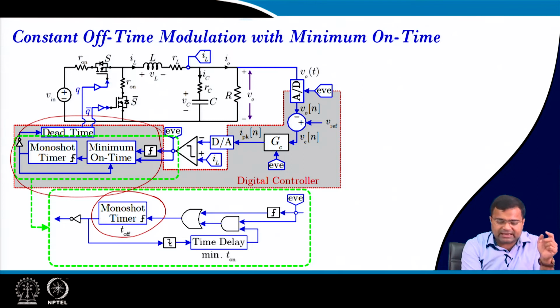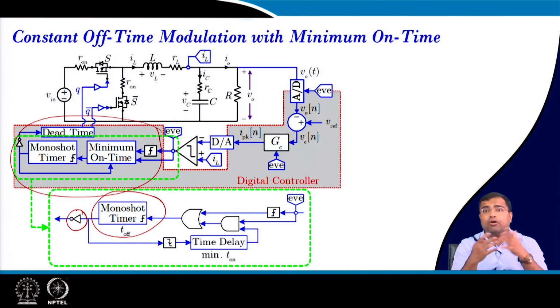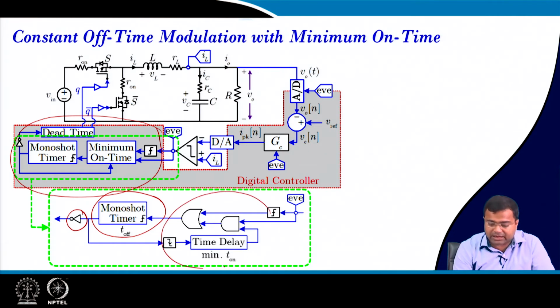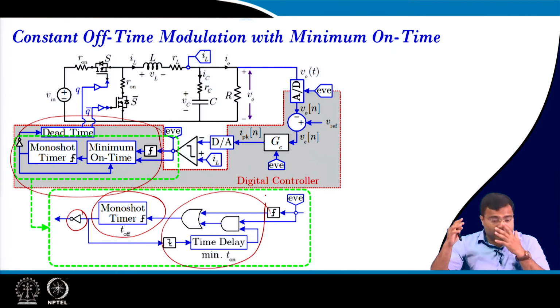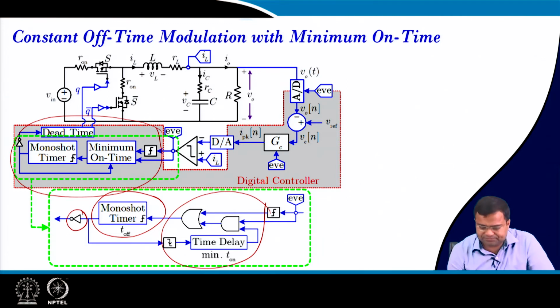And you can see when it is enabled, it goes through a NOT gate, so the switch will be off. And this operation also requires a minimum on time, that we know, because all commercial products will have a minimum on time for constant off time control.